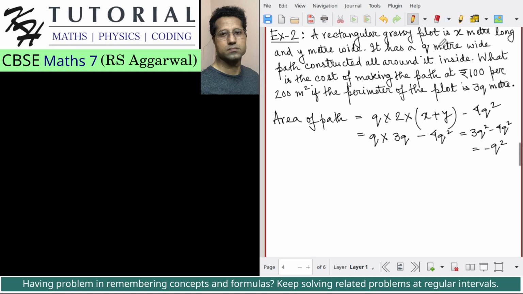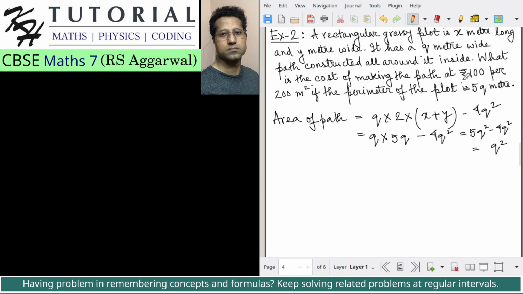I'm sorry, I framed this question incorrectly. So this 3q is incorrectly given. Please consider the perimeter of the plot as 5q meter. So then we will have over here 5q, because 2 into (x plus y) is nothing but the perimeter of the plot. So we have 5q square minus 4q square, which is q square. So the area of the path is coming to be q square.